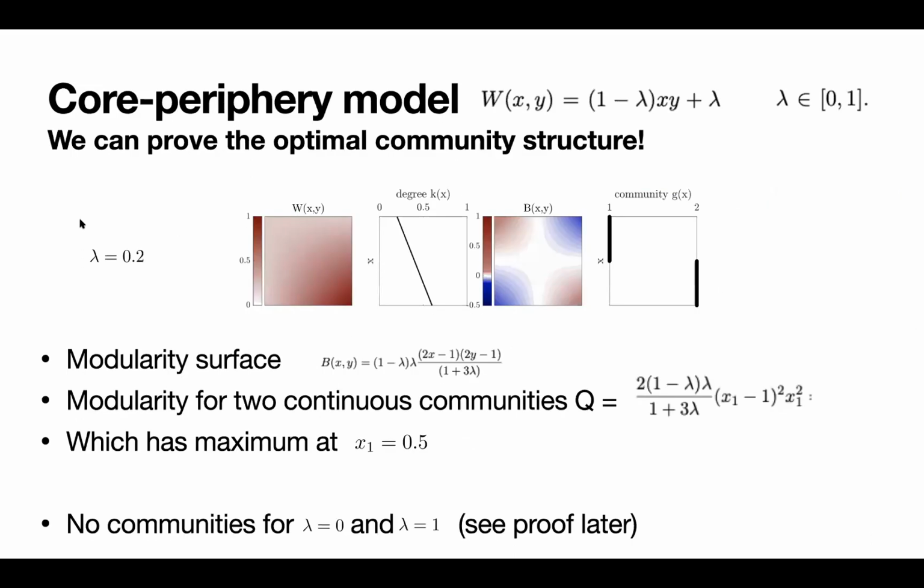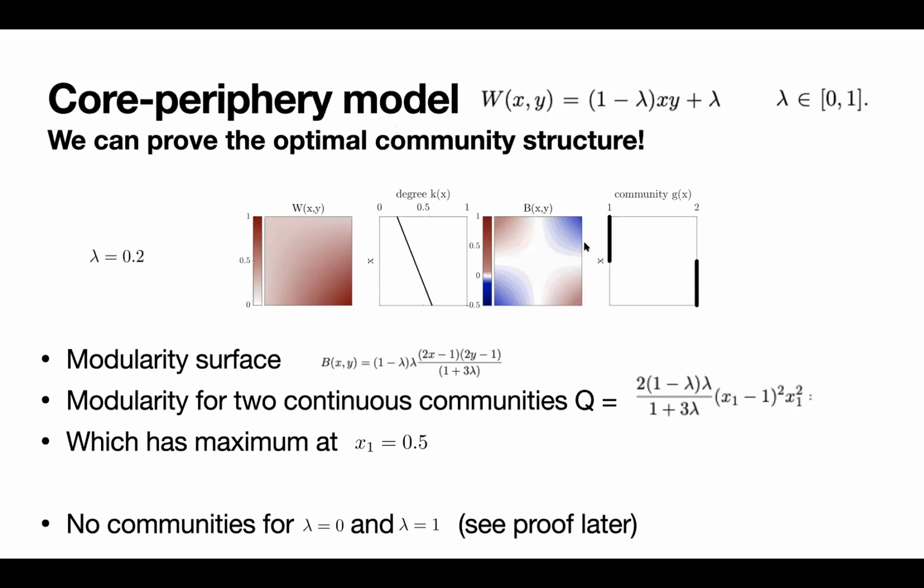For the first example, I'm going to talk about a core-periphery model. It has the functional form W(x,y) = (1 - λ)xy + λ, where λ is a free parameter in [0, 1]. So essentially you have this core-periphery structure, and then you have this λ as an offset, like a mixing parameter. In the example here we have λ equal to 0.2, the graphon looks like this, and the degree is a linearly increasing function.